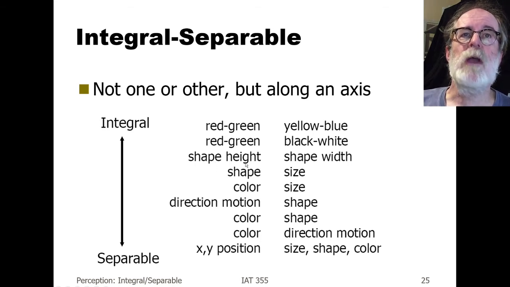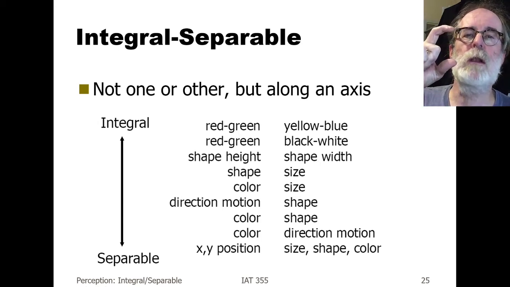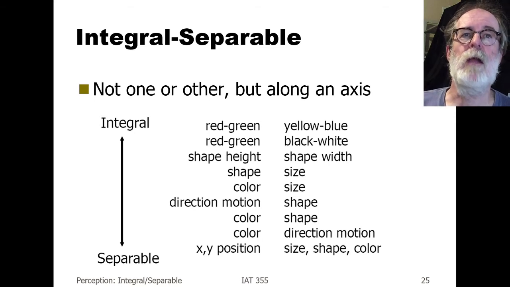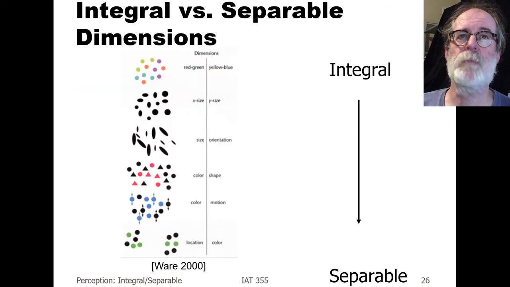Next is the shape height and shape width. We'll show examples from that. Typically, let's say you're drawing a circle, think of a tall ellipse versus a short, fat ellipse. We'll show examples of that. And color and size are in the middle. So let's show visual examples of what that's about. So here at the top end are integral visual variables.